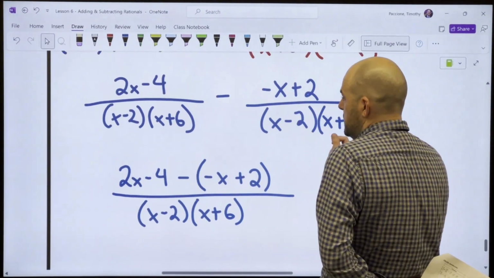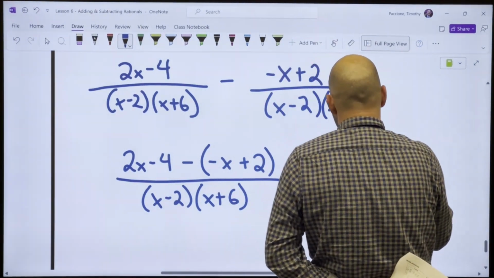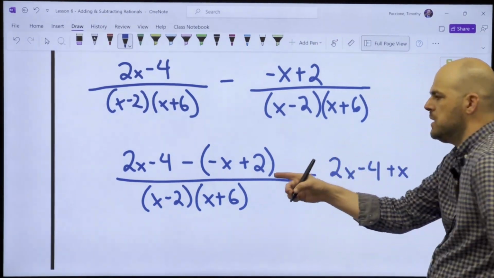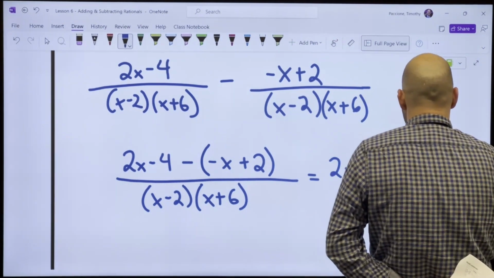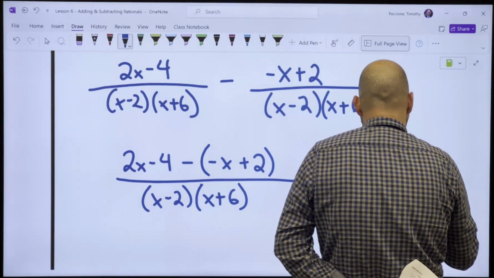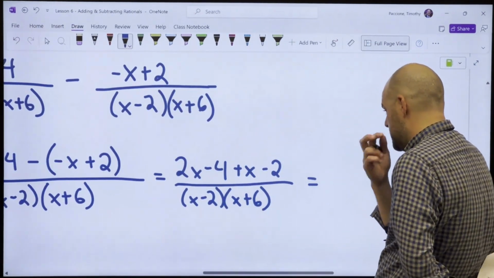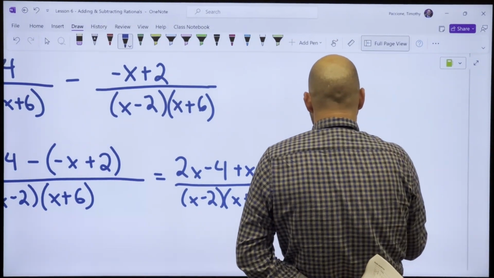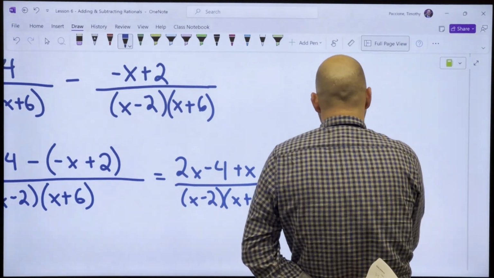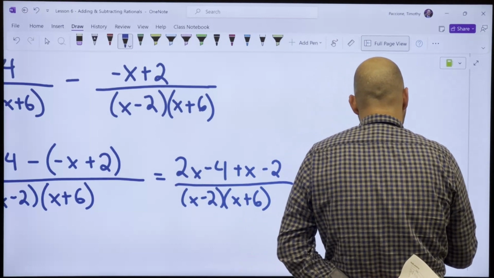It was negative x plus 2, so now, oh, I hear what you're saying. Okay, so it's 2x minus 4, and then what's minus minus x? Plus x, and then minus plus 2, minus 2. And I get x minus 2, x plus 6 on the bottom. All right, let's combine a little bit. What's 2x plus x? 3x, and then negative 4, negative 2? Minus 6 over x minus 2, x plus 6. Beautiful.